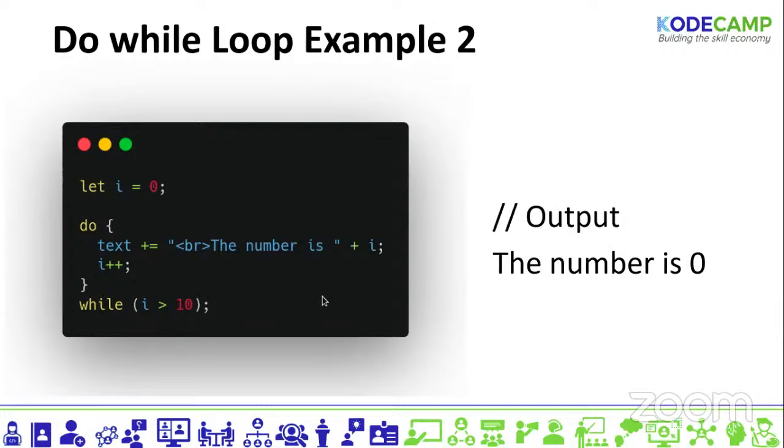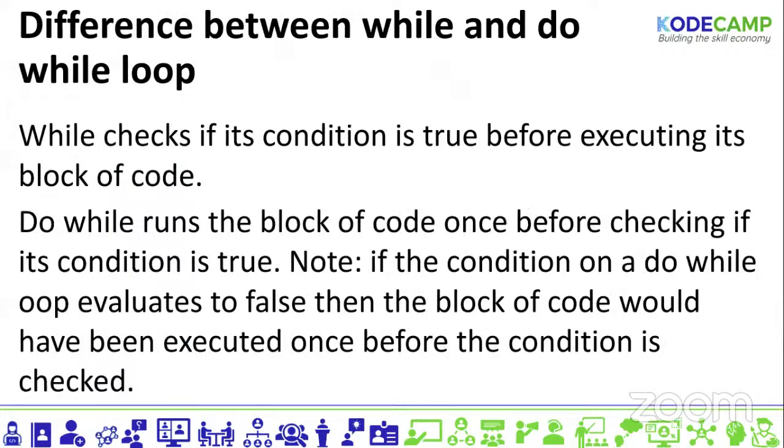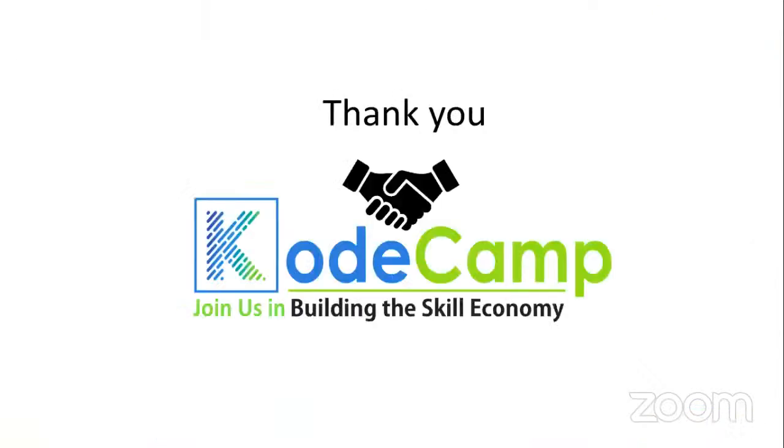And then you can use while to do the same thing most times. So I talked about the difference between while and do while. While checks if a condition is true before executing the block of code, while do while runs the block of code once before checking if the condition is true. So note, if the condition of a do while loop evaluates to false, the block of code will have been executed once before the condition is checked.